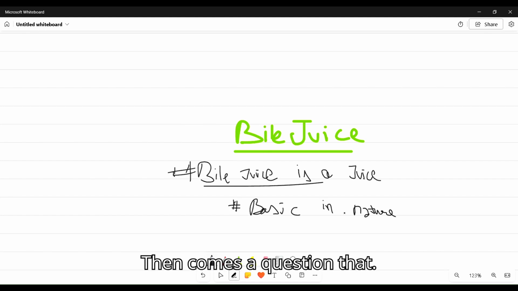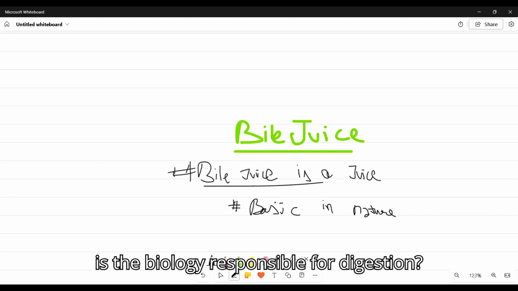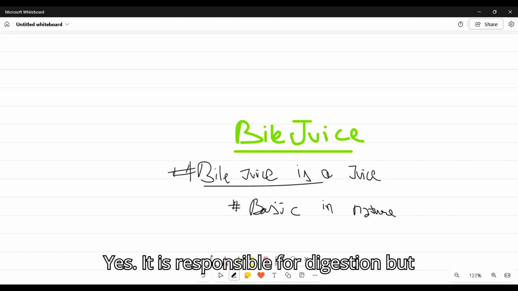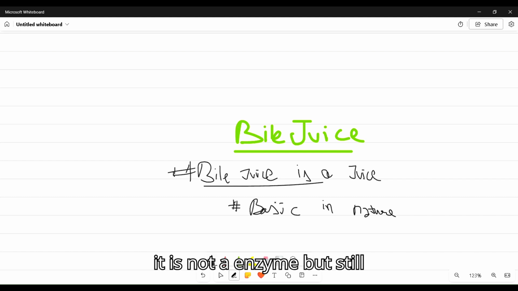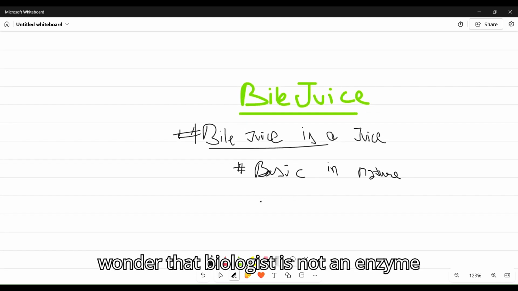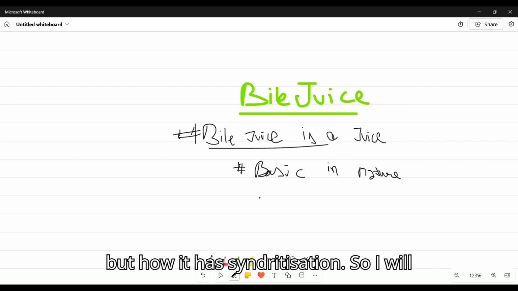Then comes a question: does bile juice help in digestion, or is bile juice responsible for digestion? Yes, it is responsible for digestion, but it is not an enzyme, but still responsible for digestion. Then you may wonder that bile juice is not an enzyme, but how does it help in digestion? So I will talk about it.